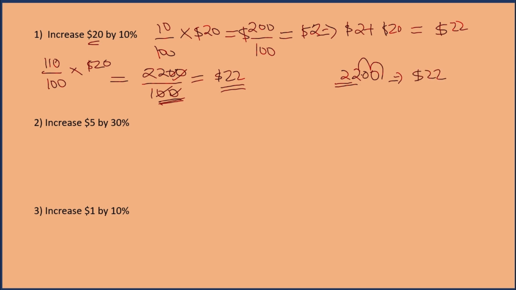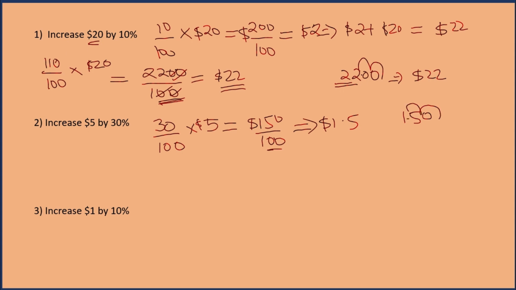Okay, now let's do the second one. So you have 30%, so it's going to be 30 over 100 times what? $5, right? So then this is going to be equal to what? 150 over 100, right? And then if you see this, you notice that this is going to be equal to 1.5. You're just moving this 2 places, right? So 1, 2, because of these 2 zeros down here.